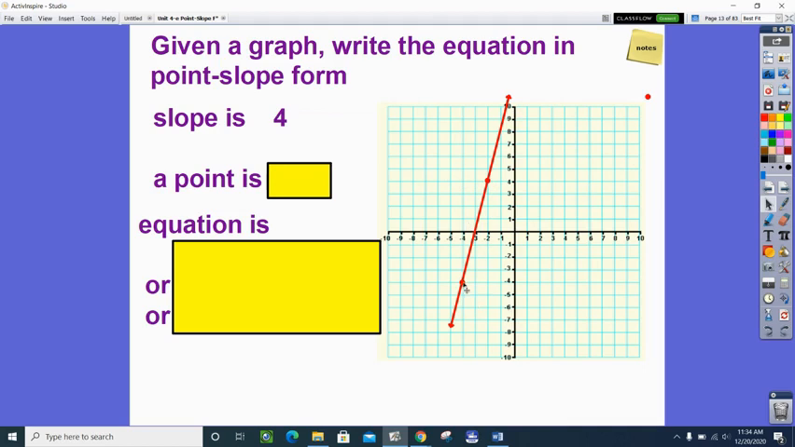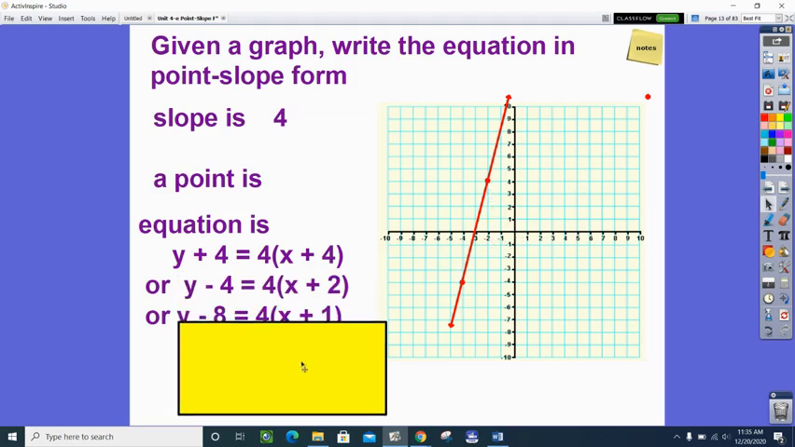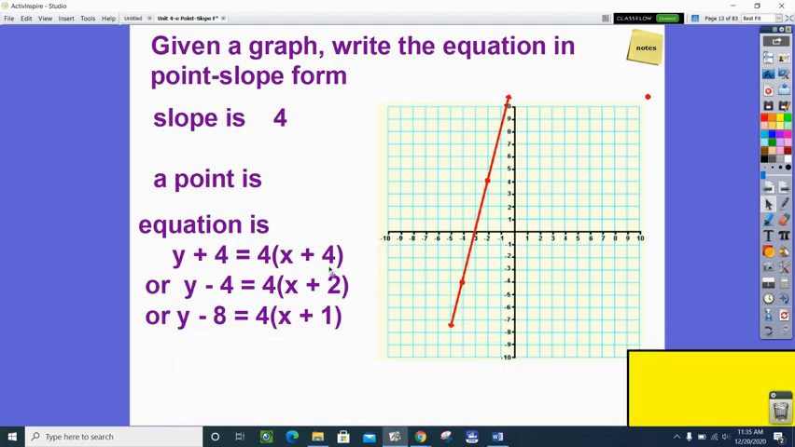Now, you have different points, right? So you could pick either of those points. So which one did I pick? Well, I didn't, because you could pick the point -2, 4, which is this one right here. You could pick the point -4, -4. You could also pick the point of 8, -1, 8, which is way up here. So those are all different points on the line.